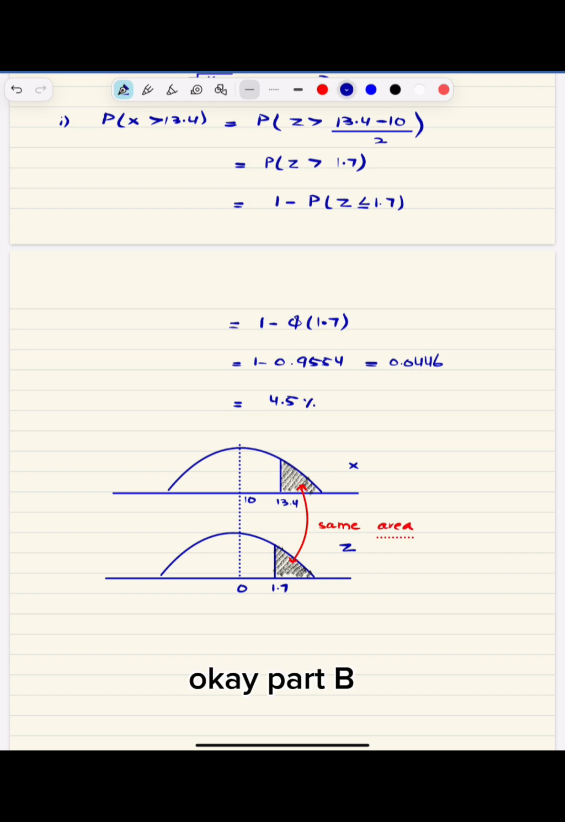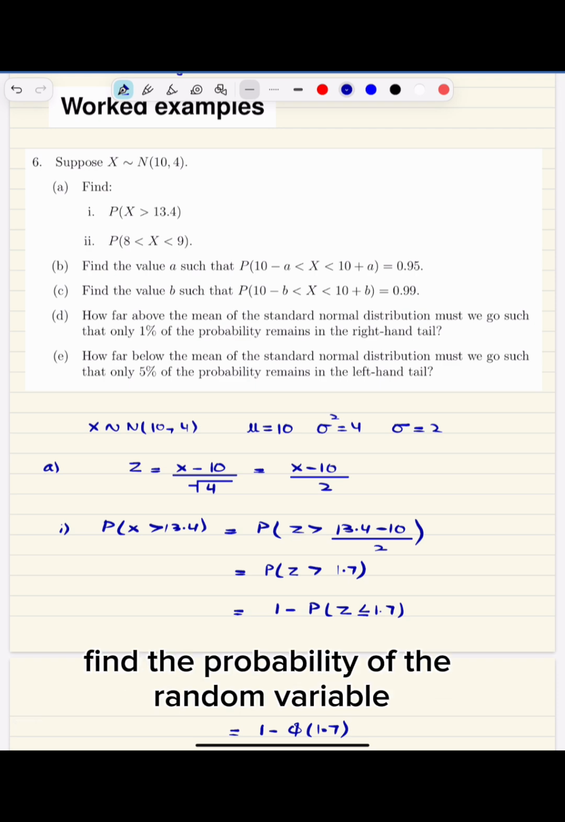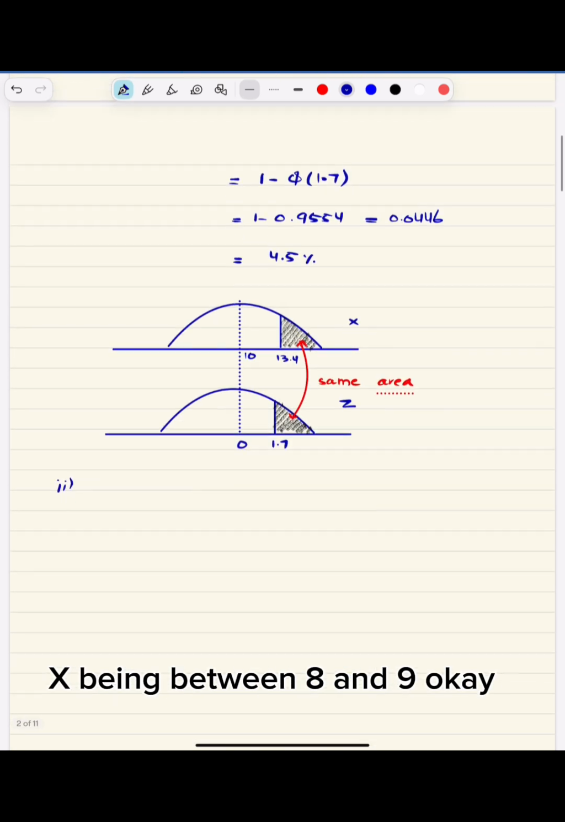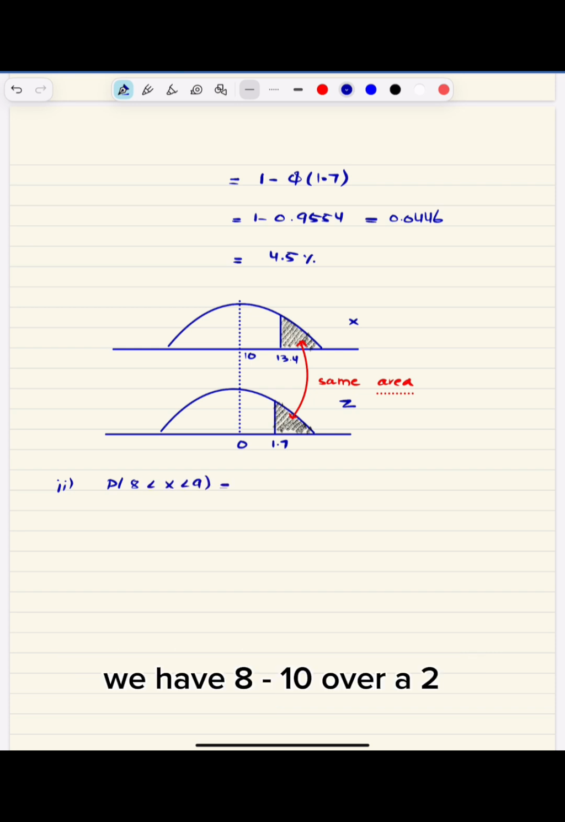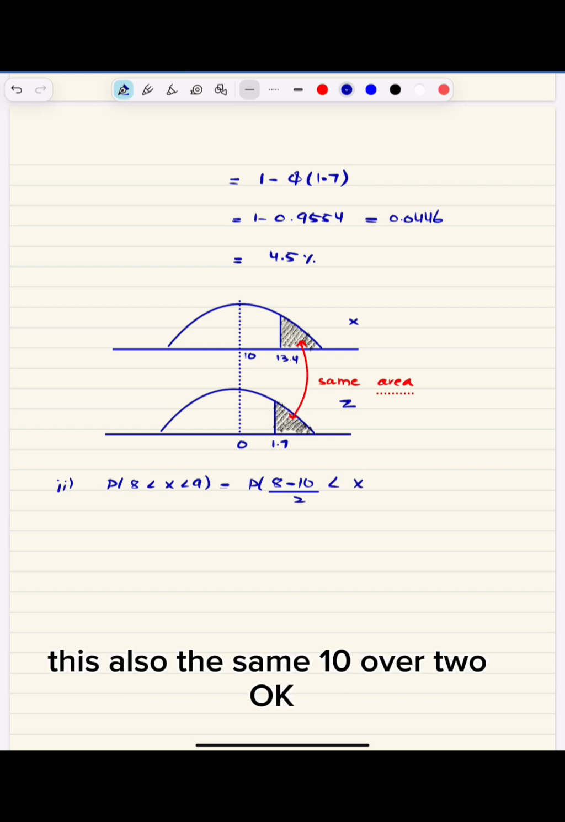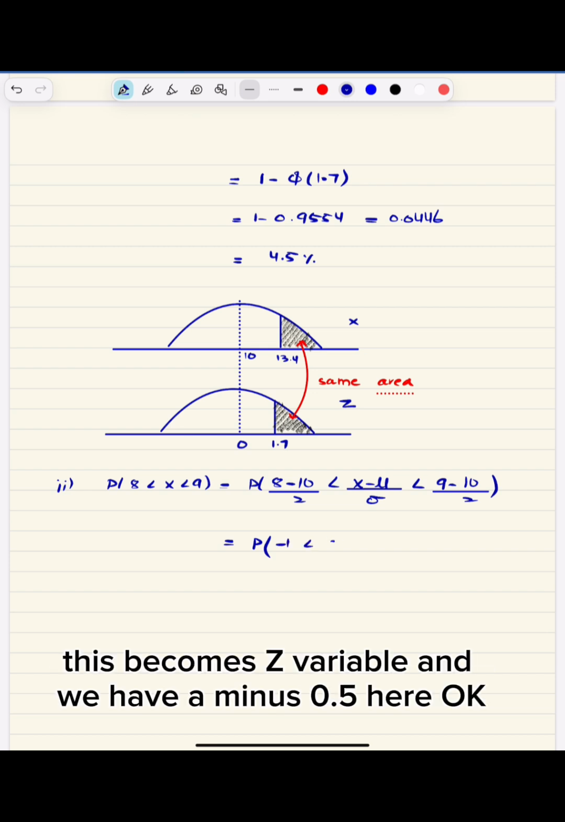Okay, part B. Part B says find the probability of the random variable x being between 8 and 9. Okay, greater than 8 and less than 9, we'll have (8 minus 10) over 2. Okay, this becomes minus 2 over 2, which is a minus 1. For 9 we get (9 minus 10) over 2, so the z variable has a minus 0.5 here.